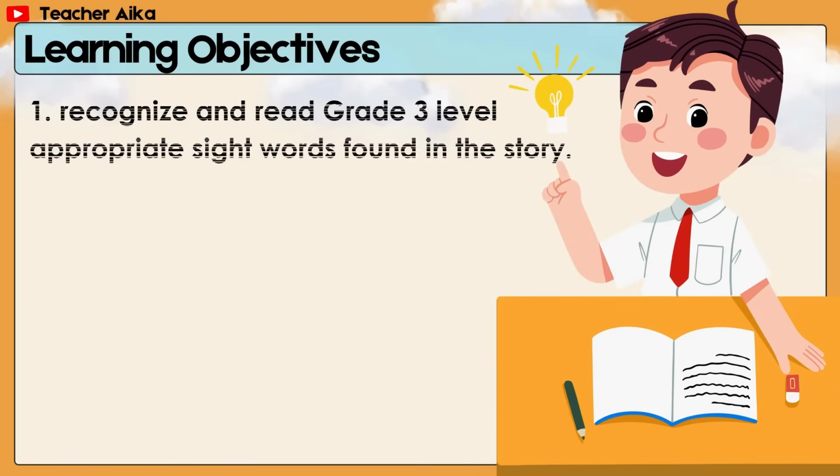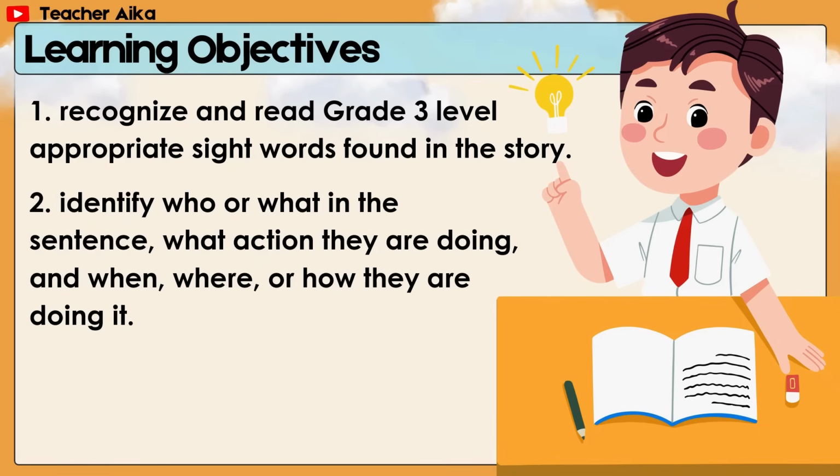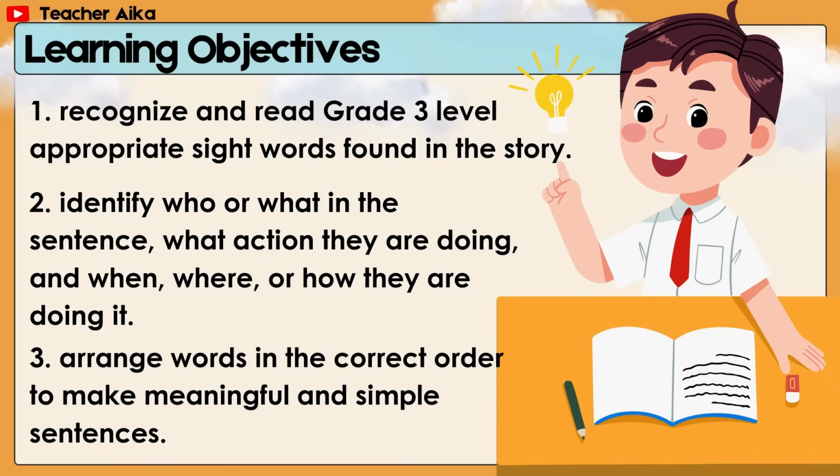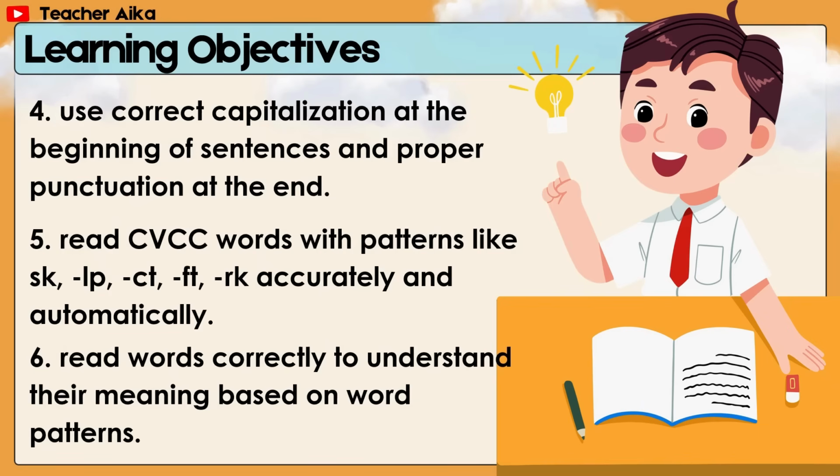Learning objectives. 1. Recognize and read grade 3 level appropriate sight words found in the story. 2. Identify who or what in the sentence, what action they are doing, and when and where or how they are doing it. 3. Arrange words in the correct order to make meaningful and simple sentences. 4. Use correct capitalization at the beginning of sentences and proper punctuation at the end.